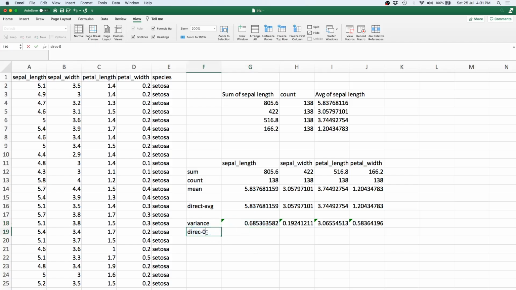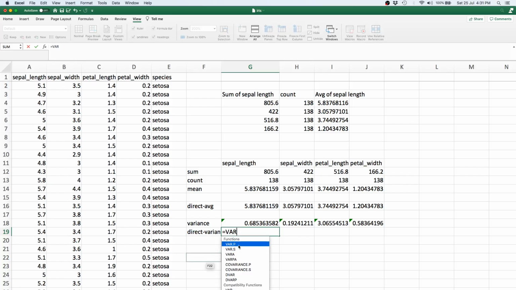Obviously, there is also a direct formula for variance. There are actually two formulas. One is called population variance versus a sample variance. So in this case, we are talking about a sample variance. So in this case, we can just do A to A. And there it is. It produces a sample variance of 0.69.